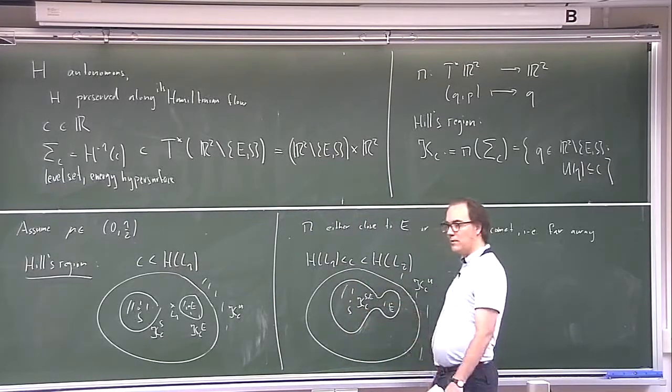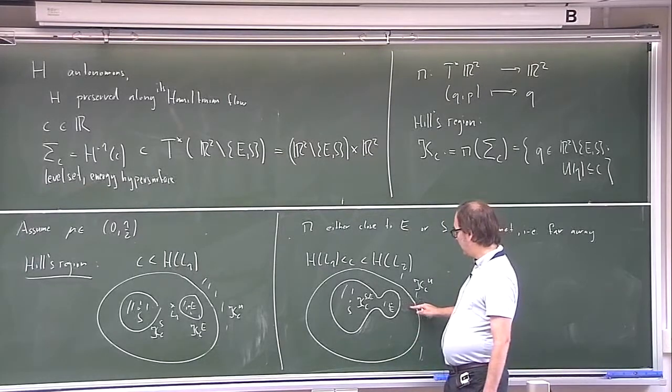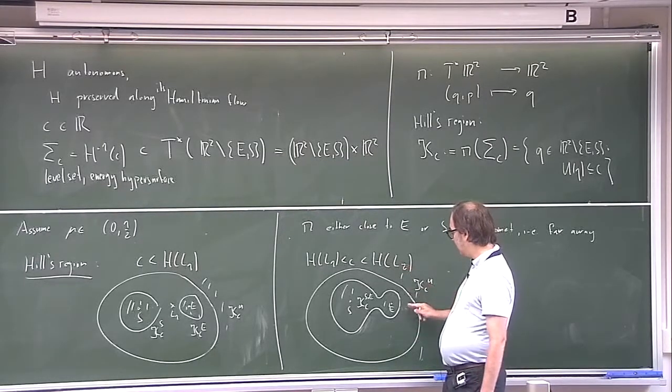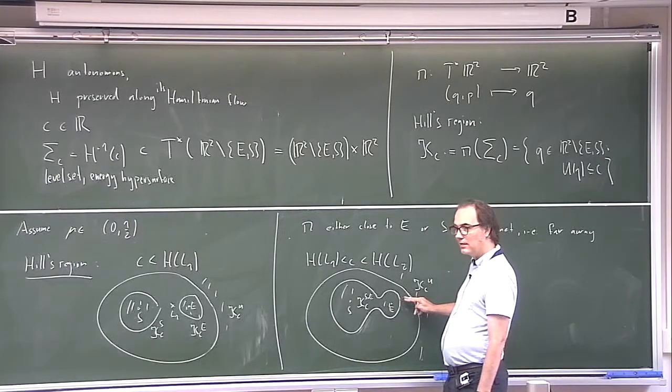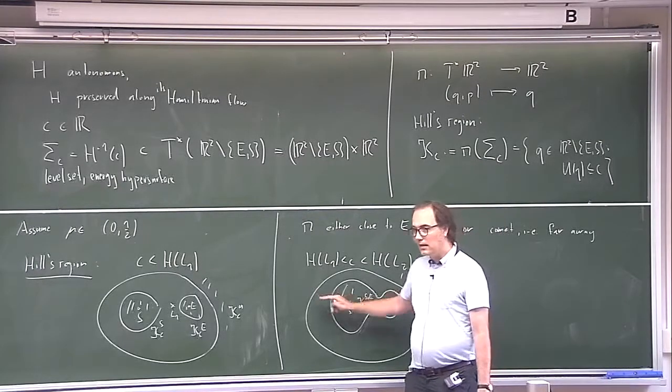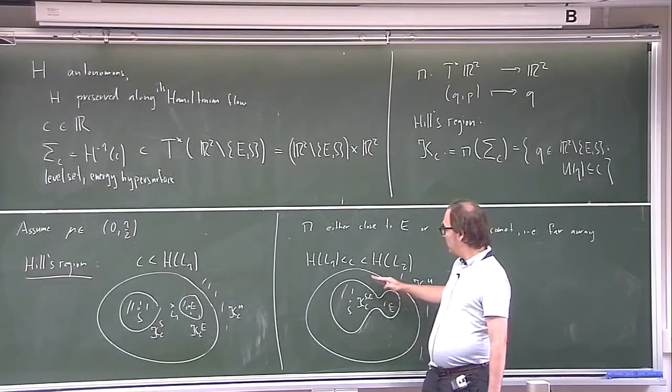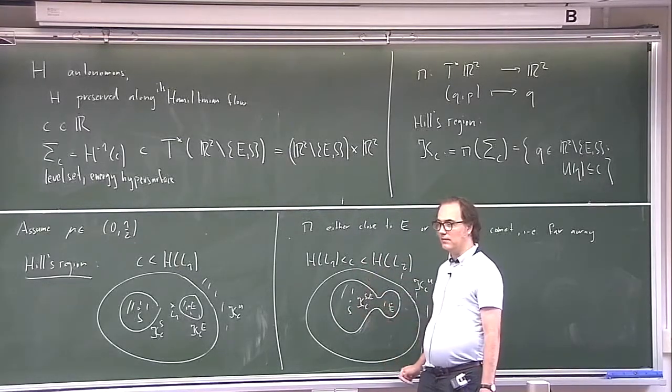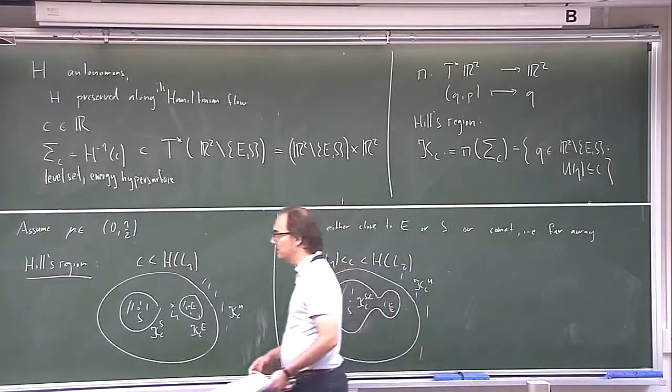Between is still forbidden. And then if you go further, if you go above the second Lagrange point, then here opens a neck, then all three regions are connected. Then if you go above HL3 here, another neck opens, and if you go above HL4, L5, then the Hill's region becomes everything. Okay.